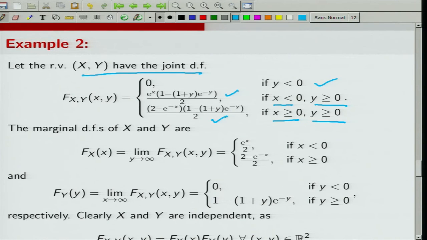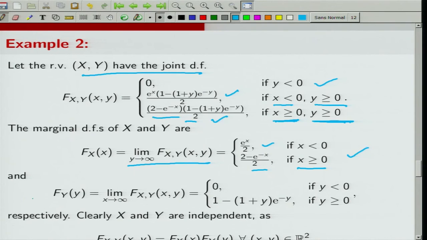So, to check whether they are independent or not, again I find marginals. F_X(x) is the limit as y goes to infinity of F_XY(x,y). So, clearly, if x is less than 0 and I take y going to infinity over here, then this whole quantity (1 plus y) e to the power minus y goes to 0. So, you get e to the power x by 2. If x is greater than or equal to 0, which falls in this branch, and if I take y going to infinity, which would be covered here, again this would be 0. So, I get 2 minus e to the power minus x by 2, which is the marginal distribution function of X.